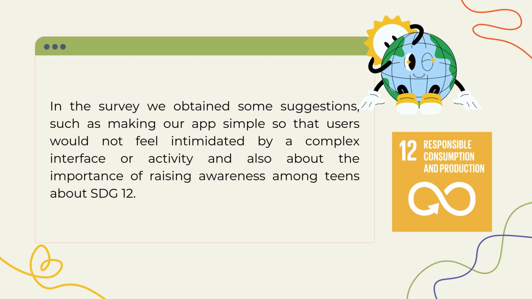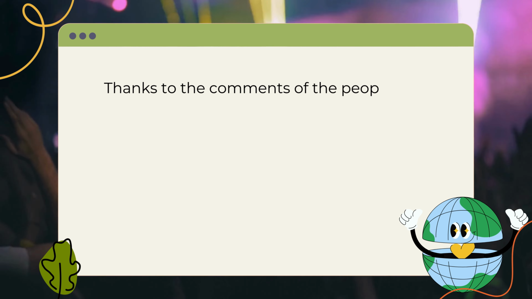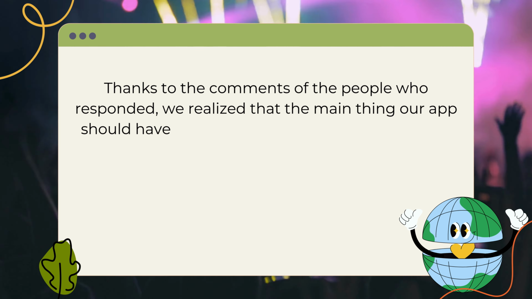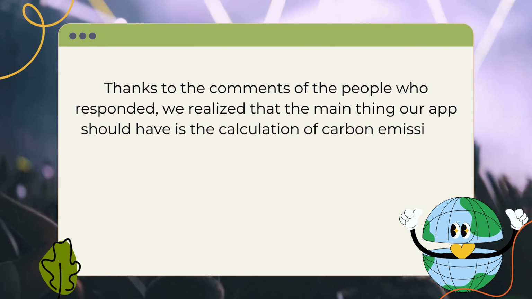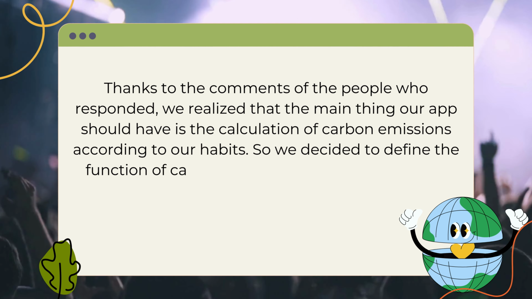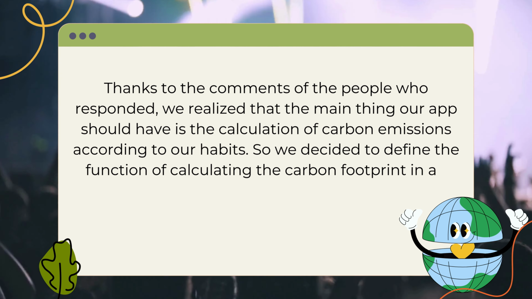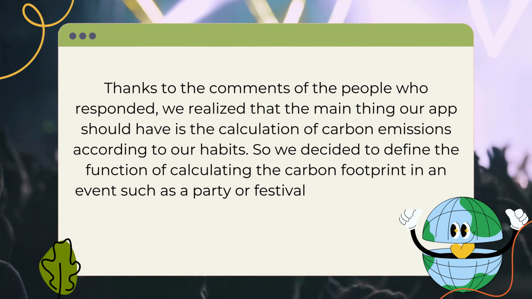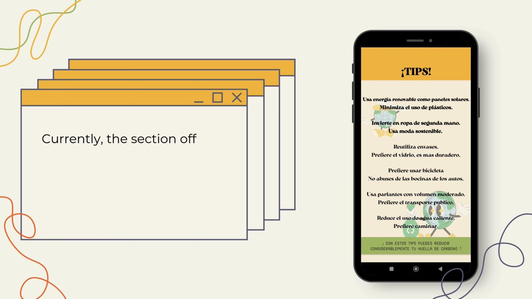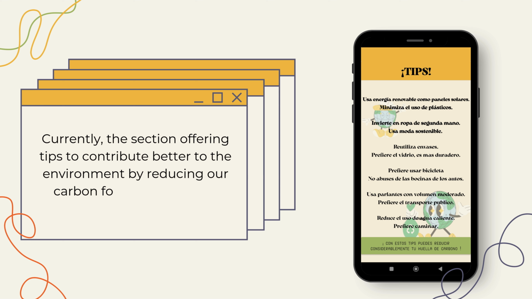Thanks to the comments of the people who responded, we realized that the main thing our app should have is the calculation of the carbon emissions according to our habits. So we decided to define the function of calculating the carbon footprint in an event such as a party or festival as something future. Currently, the section offering tips to contribute better to the environment by reducing our carbon footprint is up and running.